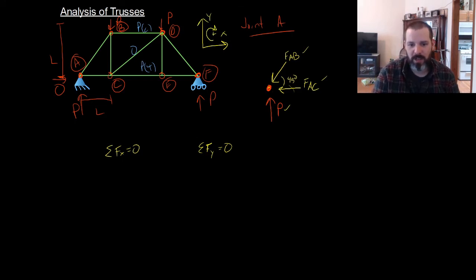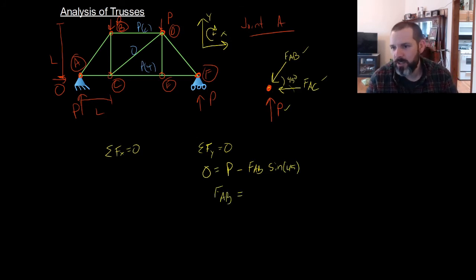We sum forces in the y, it has to equal 0. 0 will equal P minus FAB sine of 45. We'll find that FAB equals 1.414 P.